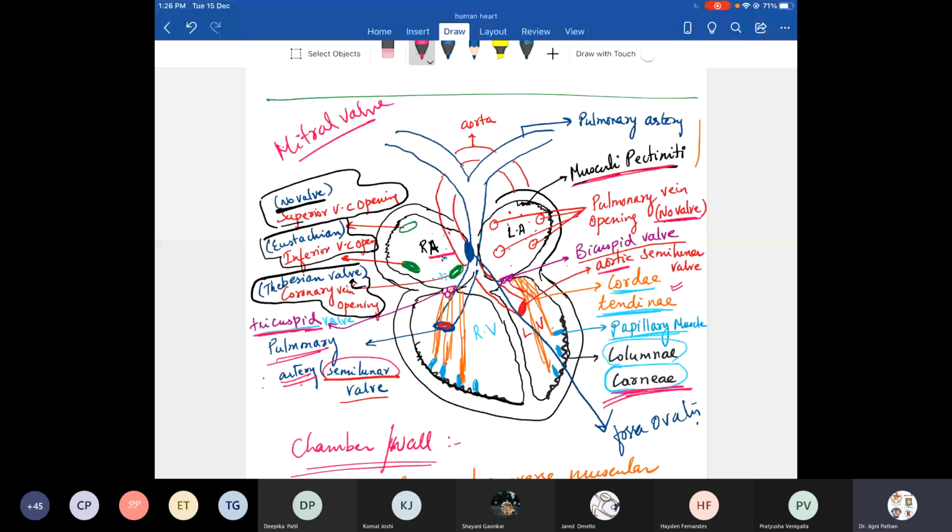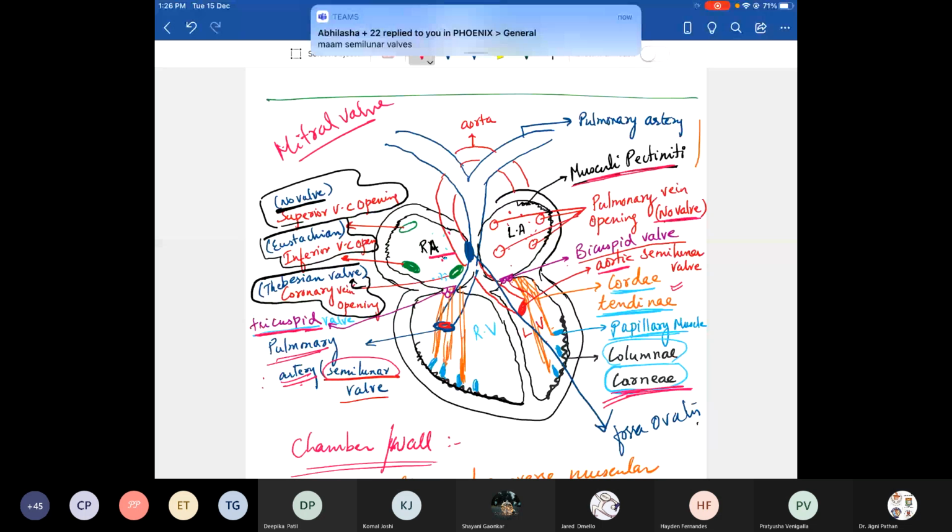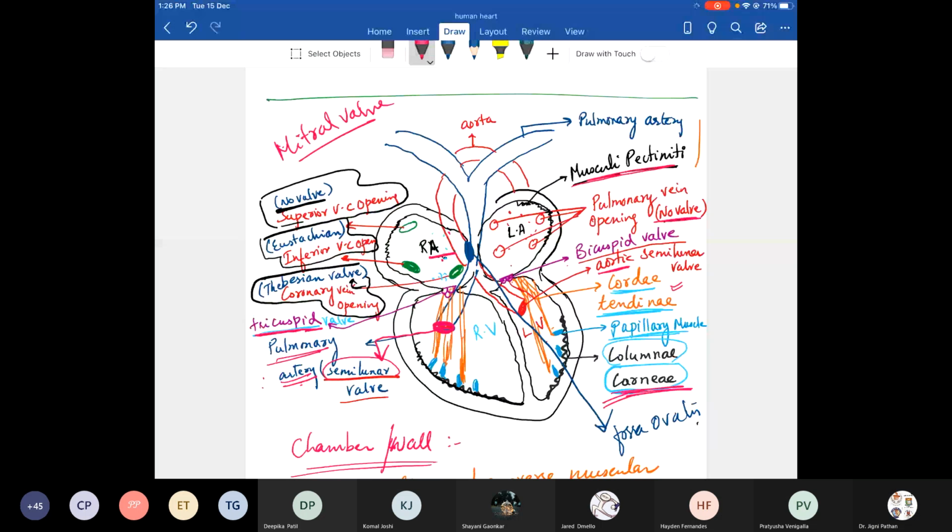Semilunar valves are present in the pulmonary artery and the aorta region. Here, see, you can see this. This is the pulmonary artery semilunar valve, and the aortic semilunar valve is this. Clear? Opening of the pulmonary artery and aorta.